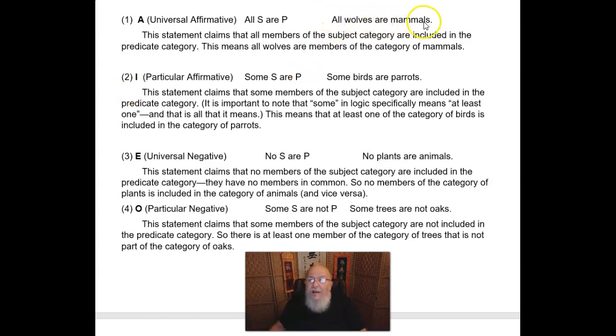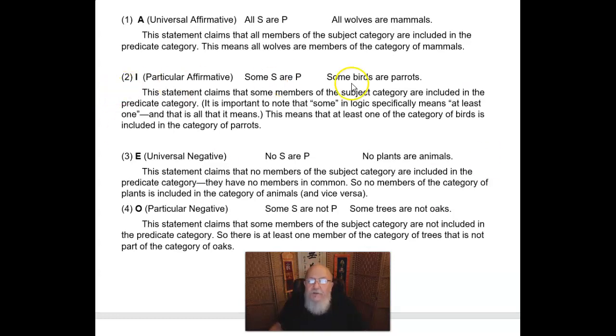All wolves are mammals has the form all S are P, and it's an A proposition, and it's called a universal affirmative. And this statement claims that all members of the subject category are included in the predicate category. This means all wolves are members of the category of mammals.